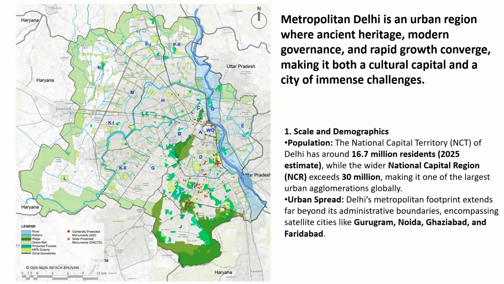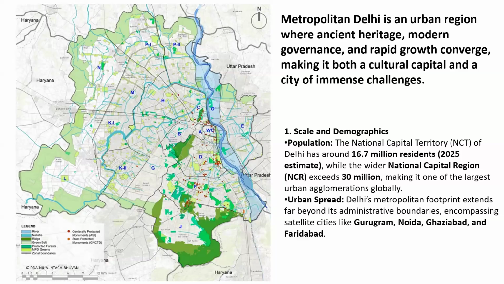So basically, if you look at the scale and the demographics, the population of the National Capital Territory is 16.7 million residents, as estimated in 2025. And NCR is where we go a little outside the boundary of the National Capital Territory, which is outside the color boundary, where we have Haryana on the west, Uttar Pradesh in the east, and Haryana again in the south. So that makes about 30 million, making it one of the largest urban agglomerations globally.